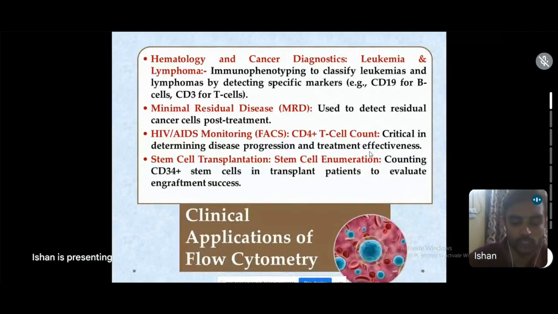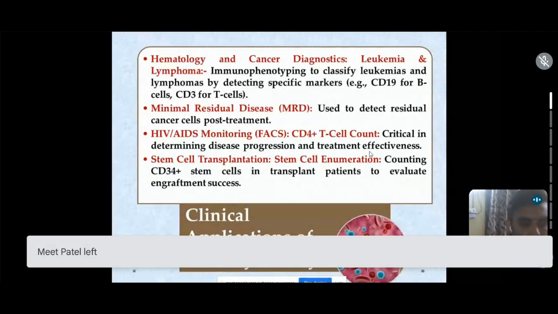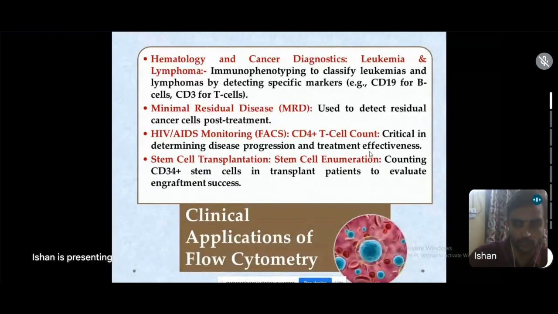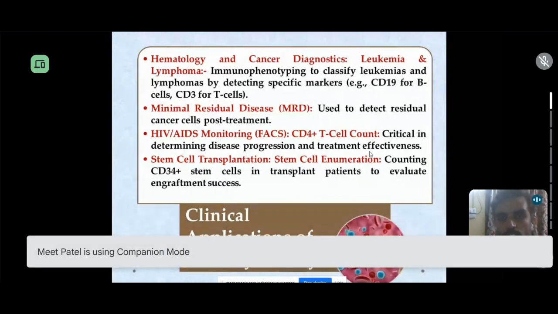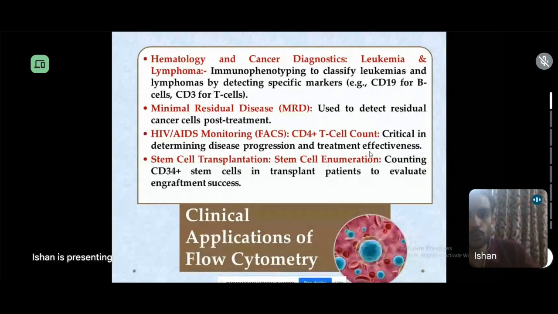So immunophenotyping, because we can see the colors and the different graphical representations, the histograms and pie charts, shows us the immunophenotyping, which is the major property of flow cytometry. Immunophenotyping tells us how to classify leukemia and lymphomas based on detecting specific markers. As I previously said, if the surface marker CD19 is present, it is a B cell, or if CD3 is present, it is a T cell. So these can be differentiated based on immunophenotyping, because these are immune cells like B cells and T cells.